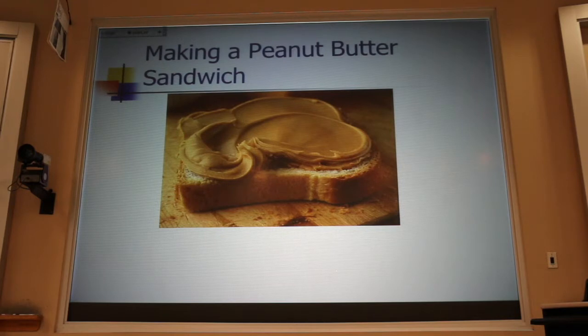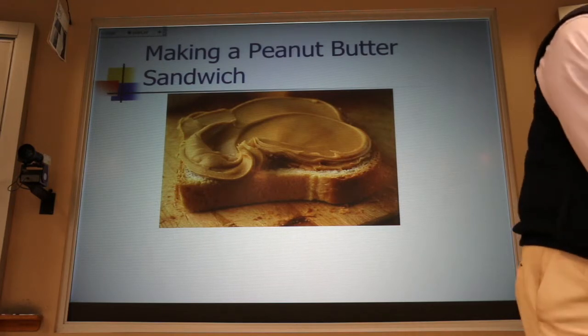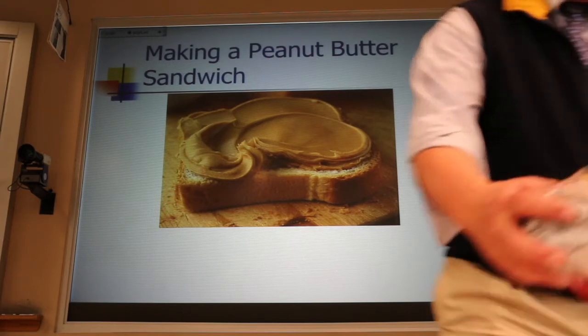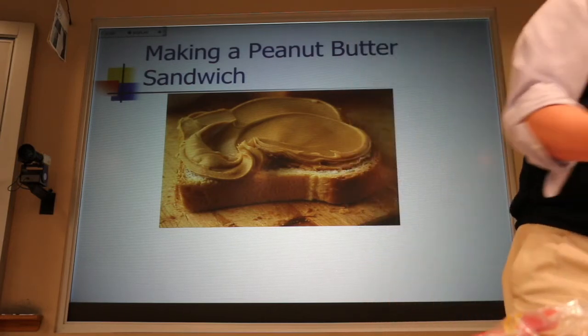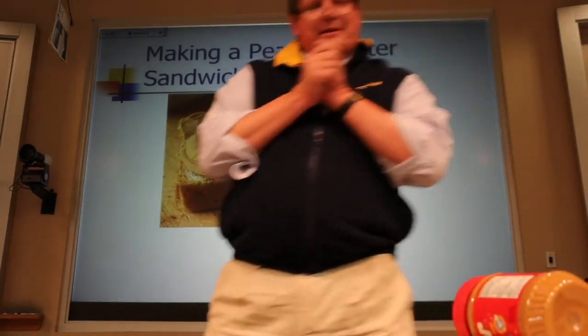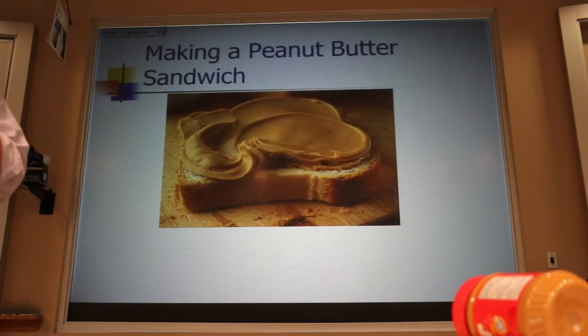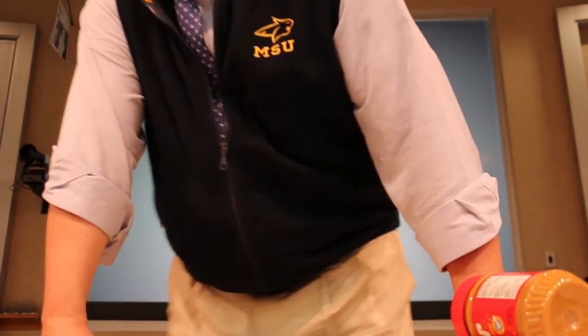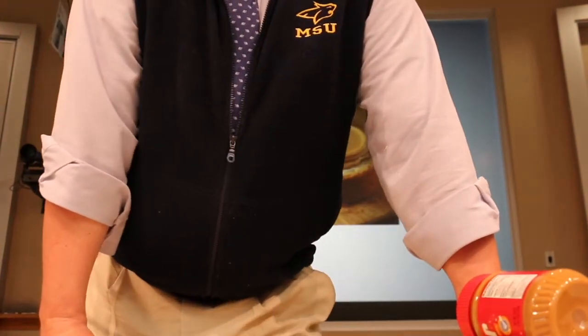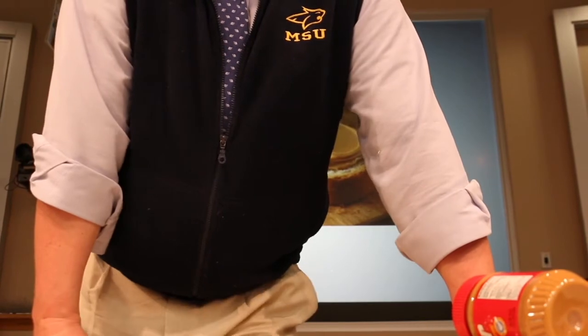I would put it on bread. Okay, so I got me some bread. Okay, and got me some peanut butter. Is that a peanut butter sandwich? Help me out, Jackie. Close enough. Okay, no. She's pretty relaxed about her sandwiches.